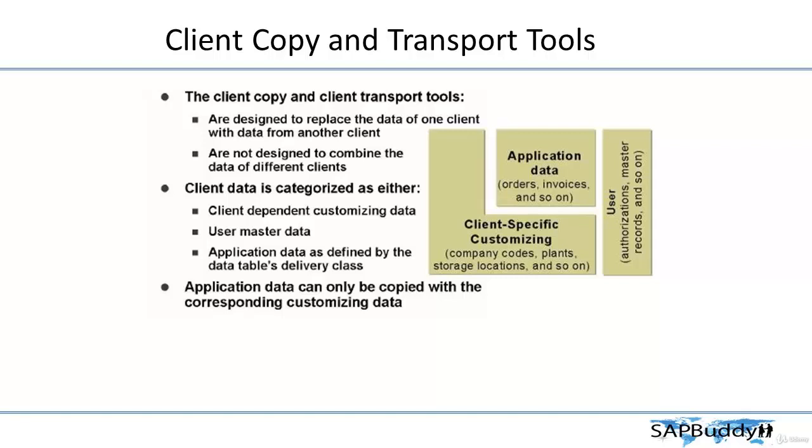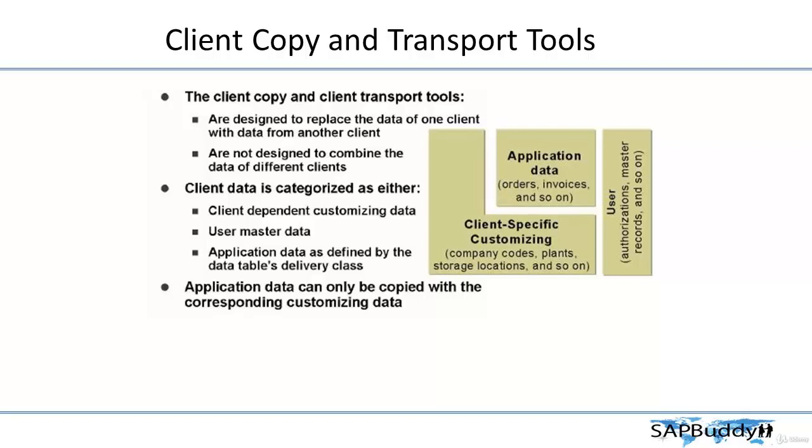So the main point here is that client copy is not designed to combine two different clients. Let's say we have two clients, like client 001 and client 100. If you want to combine, for example, the application data from two different clients into one client, the client copy is not going to help. Whenever you do a client copy, you are going to replace the data of the destination client with the source client data.